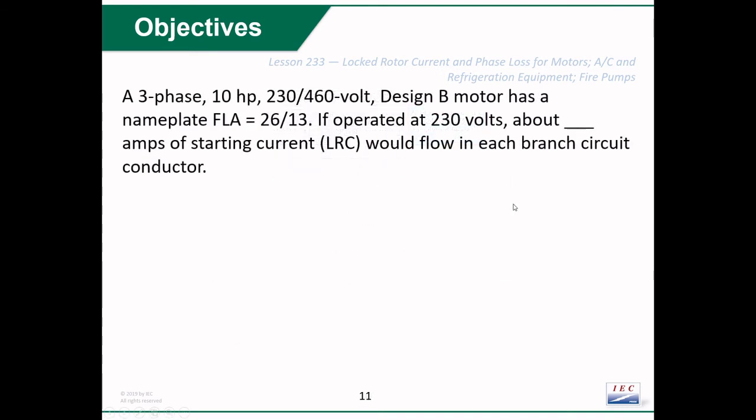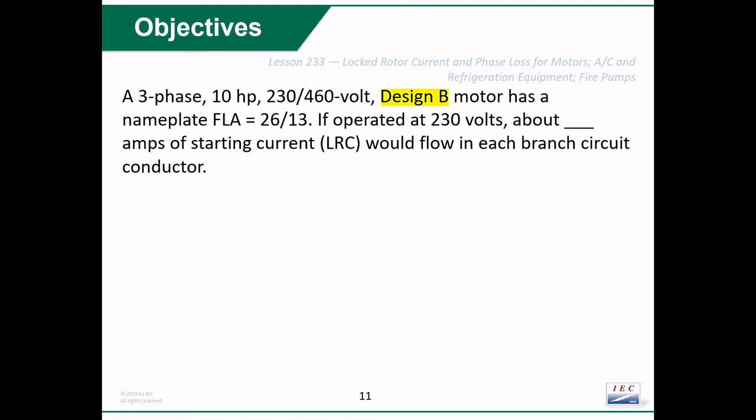So let's look at the other side of things. In this case, we're going to look at that NEMA design or design letter rating. So in this case, we have a three-phase, 10 horsepower, 230/460 volt design B motor with a nameplate FLA of 26/13. So if we hook it up to 230, it's 26. If we hook it up to 460, it's 13. If operated at 230 volts, about blank amps of starting current, or LRC, locked rotor current, would flow in each branch circuit conductor. So what's the locked rotor current is what all that boils down to.